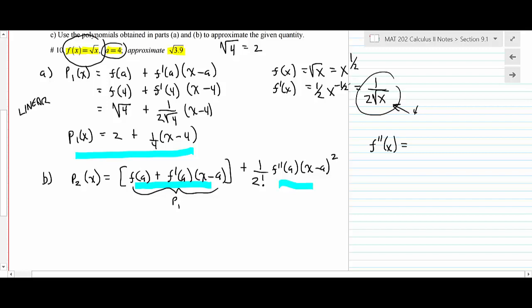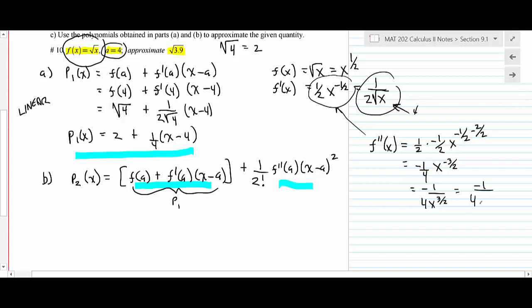the second derivative. Our first derivative is right here. When we do that, we're going to use the power rule. So that's going to be 1/2 times negative 1/2 x to the negative 1/2 minus 1. You don't have to write all those steps. That would be negative 1/4 x to the negative 3/2. So that's negative 1 over 4 x to the 3/2, and you want to write that as negative 1 over 4 times the square root of x, the whole thing cubed, just rewriting the 3/2 power as the square root of something to the third. So that's your second derivative.